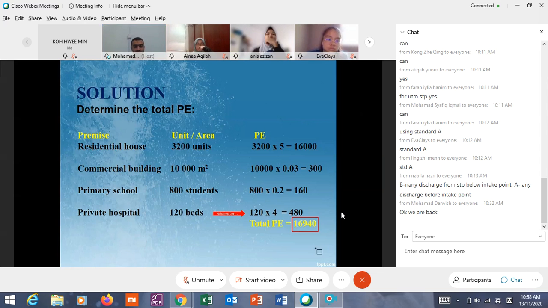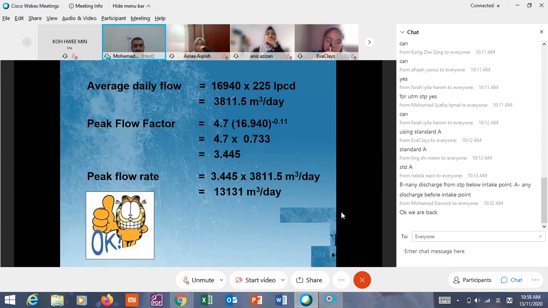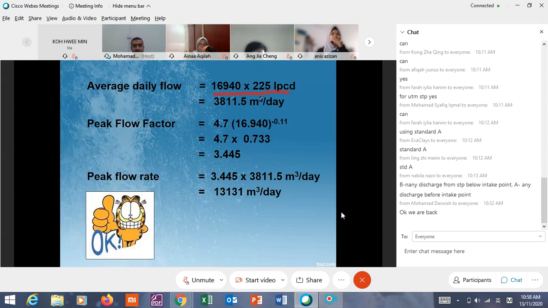After we get the total PE, we can calculate the average daily flow, the peak flow factor, and the peak flow rate. The average daily flow equals the PE times the design flow rate. It gives us the average daily flow, and then we calculate the peak flow factor, which gives us the ability to calculate the peak flow rate.